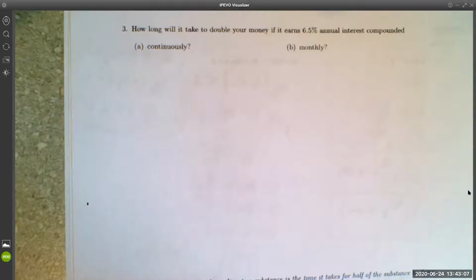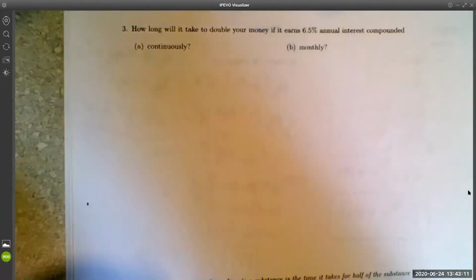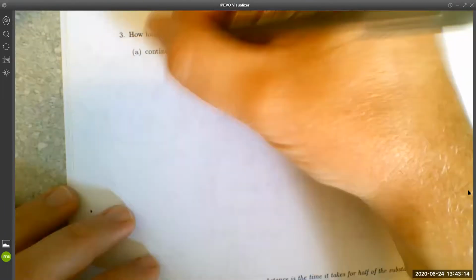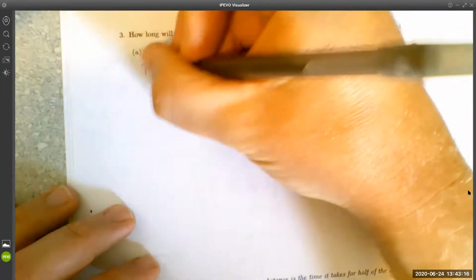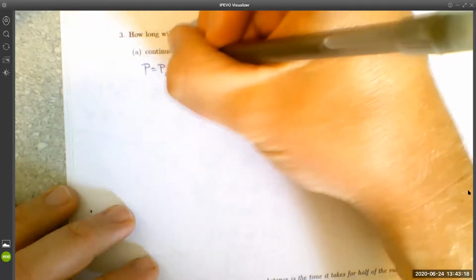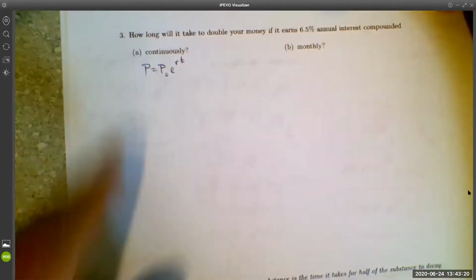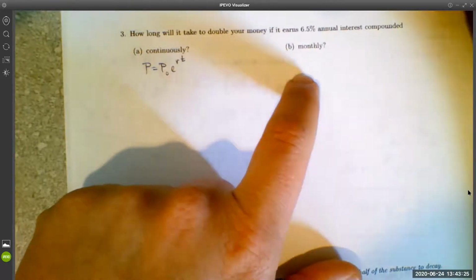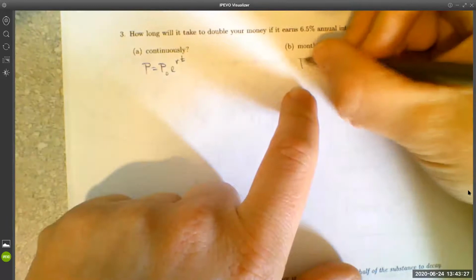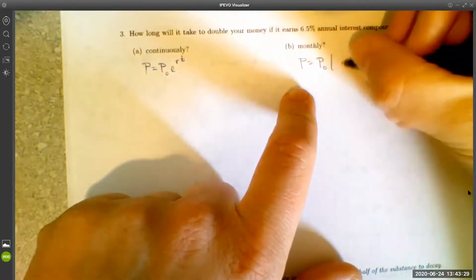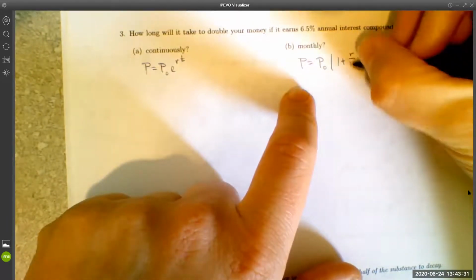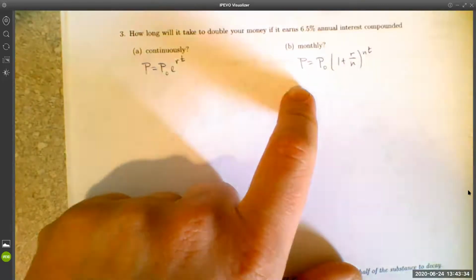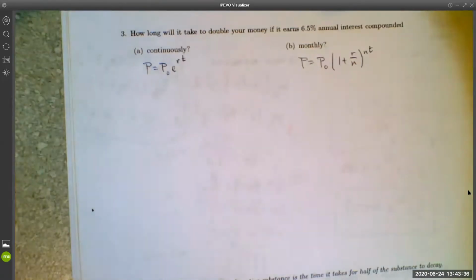Remember back in 3.1, we talked about compound interest. The formula for continuously compounded interest was P equals P naught e to the RT. For compound interest that was compounded a finite number of times per year, we would use P equals P naught times 1 plus R over N to the NT. So there are two different models, but let's see if we can answer the question.